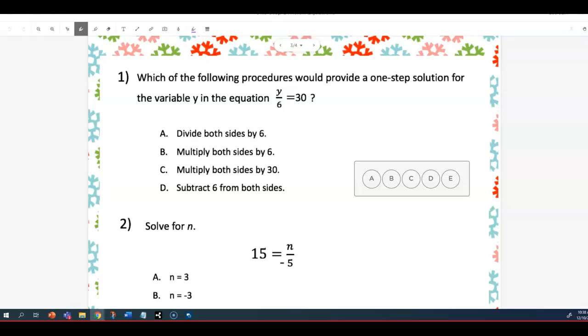Okay, do not say the words out loud. I want you to choose the pointer up here so that you can actually choose A, B, C, or D. Don't blurt out the answer. I'm just gonna read them. A, divide both sides by 6. B, multiply both sides by 6. C, multiply both sides by 30. Or D, subtract 6 from both sides. Put your hand down.